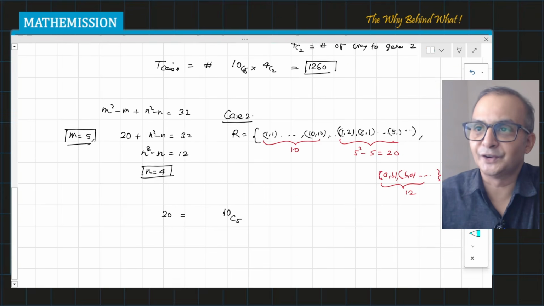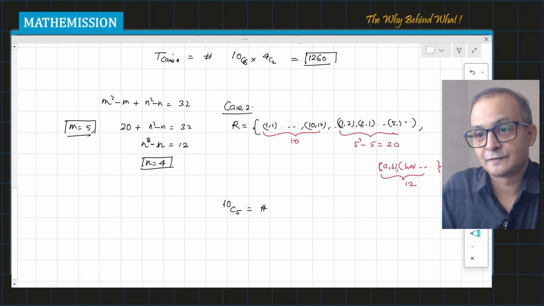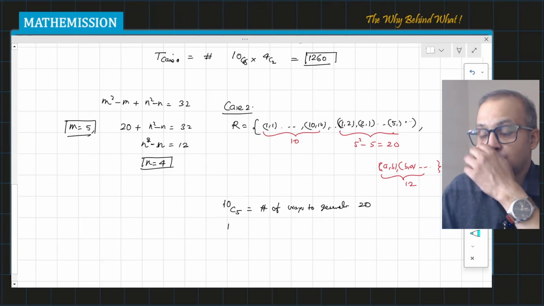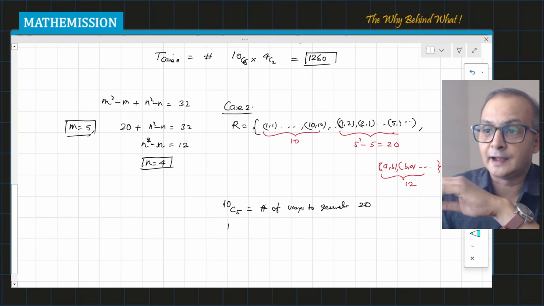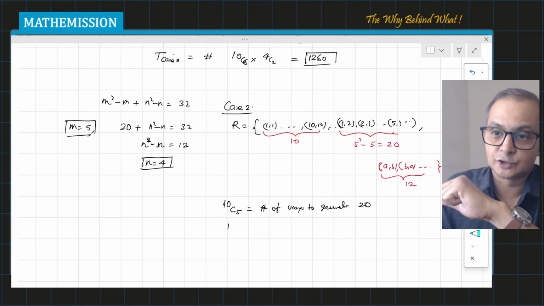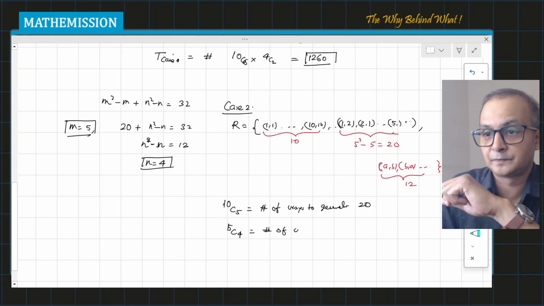How do we write it? Let me see that. 10C5 is the number of ways to generate this 20 elements. And again, this is actually 12 elements I have, and the remaining 5 elements what we had, because already we selected 5. So from 5 I am selecting 4. So 5 choose 4 is the number of ways to generate the remaining 12 elements.